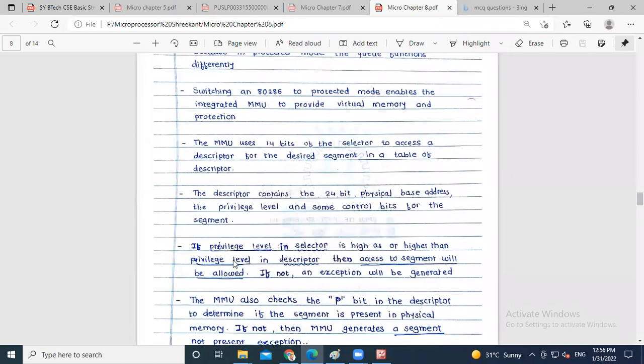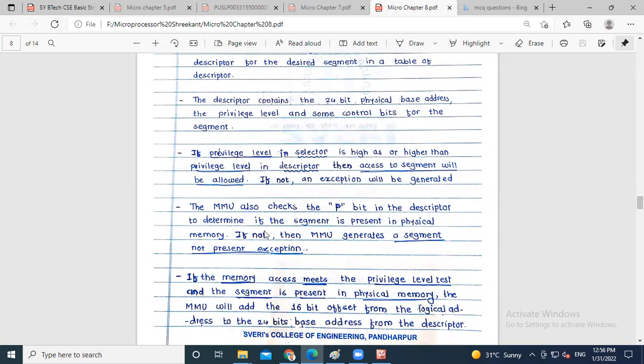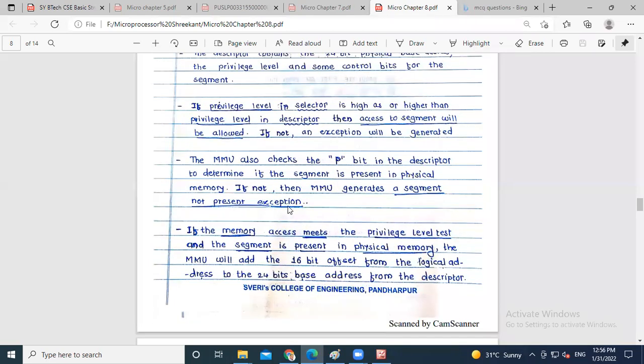So for memory management, the privilege level of the selector is checked against the privilege level of the descriptor. That causes the segment access to be allowed, and if not, an exception is going to be generated, or an error is caused. So this type of exception is going to be generated. The memory management unit also checks the P bit in the descriptor to determine if the segment is present in the physical memory. If it is not, the memory management unit generates a segment not present exception, and that exception is generated by the 80286.